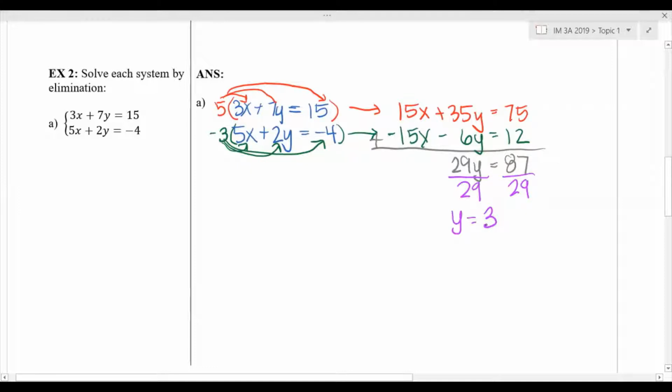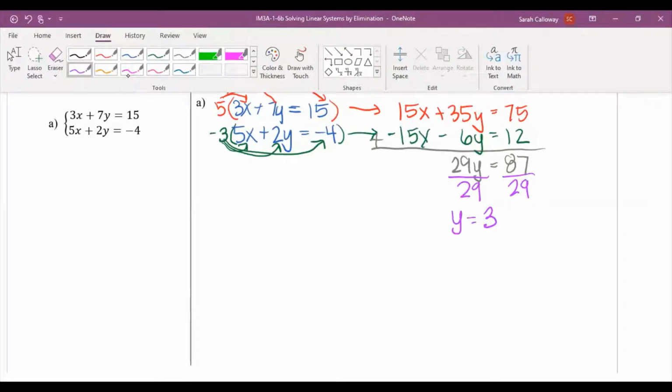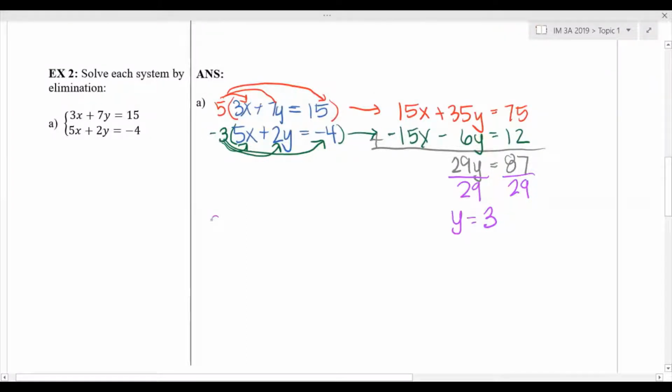Okay, so we had to multiply to get an additive inverse for one of the variables. That allowed us to solve for the other variable. What we want to do now is substitute y equals 3.